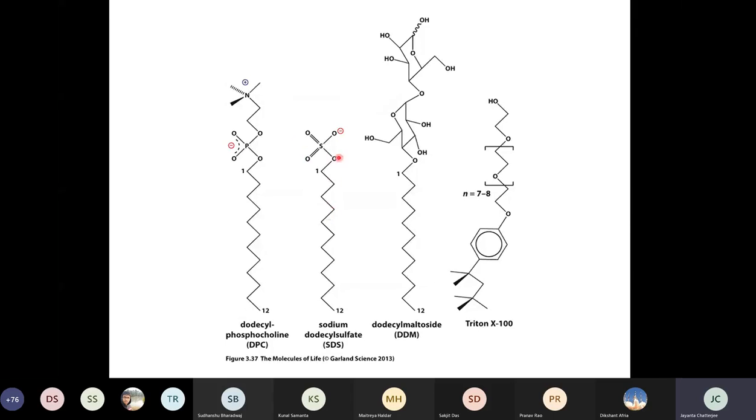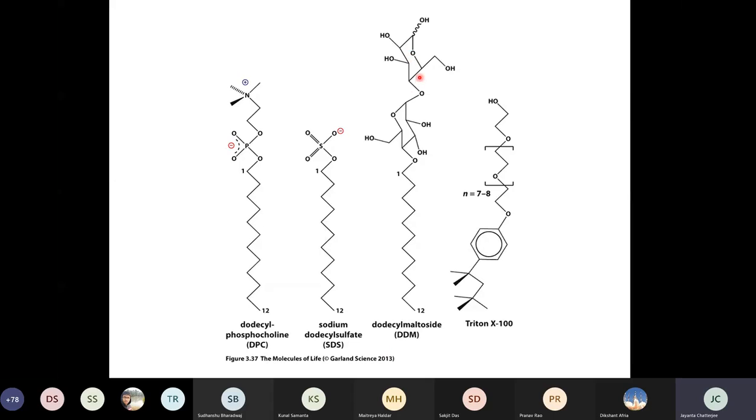So SDS is always used when you want to denature protein, run protein gels, and analyze what sort of proteins you have in a complex mixture or even in a cellular lysate. And you have milder detergents, whose head groups are not very ionic. You can see here dodecyl maltoside, where you have the maltose group, which is polar. You have the hydroxy groups, which can interact with water molecules.